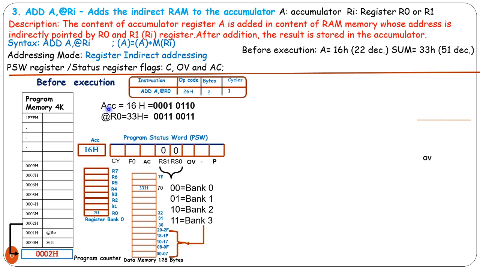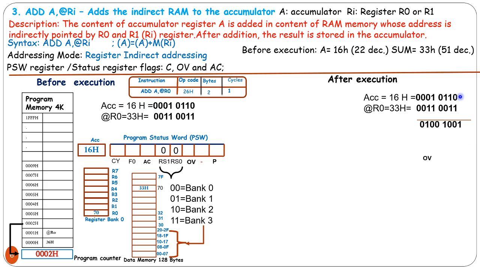So this is the accumulator content in binary format. In hexadecimal format it is 16H. In binary format it is 0001 0110, 16H. Now what is the content of random access memory indirectly pointed to by R0? That is 33H. So these two get added. After execution, the addition takes place here.